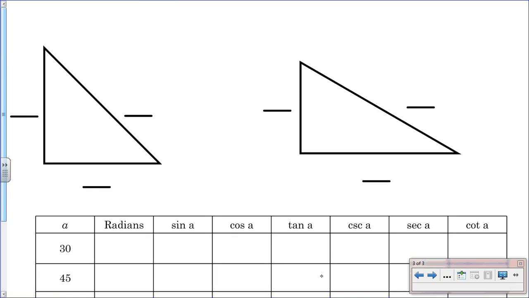Now, here are two of our special triangles. What I want you to do for a you try, real quick, shouldn't take you very long, is fill in the blanks. Take a few seconds, fill in the blanks. Go.